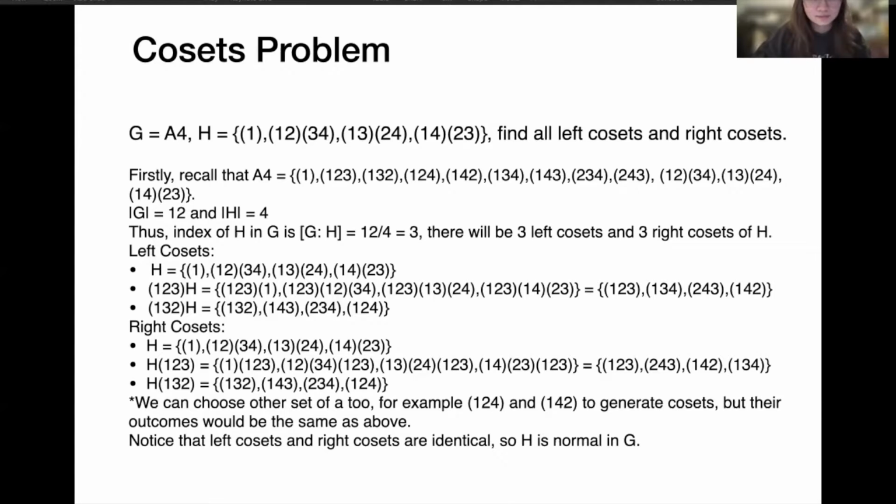Could you please explain more about the sentence, that we can choose other sets of A, for example (1 2 4) and (1 4 2), to generate cosets, but their outcomes would be the same as above? Sure. Next I will share my screen to describe this example.